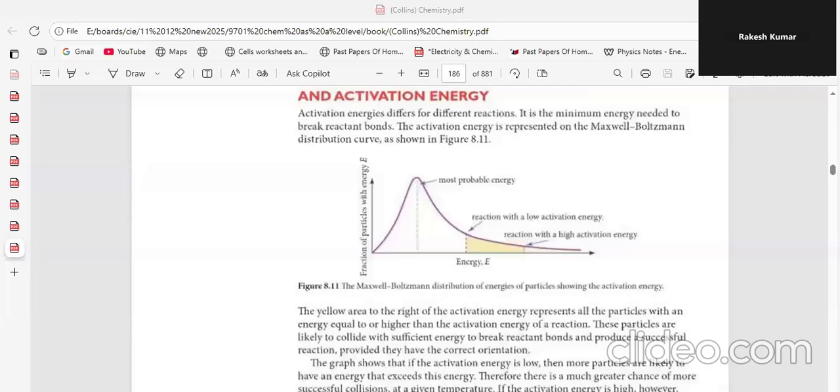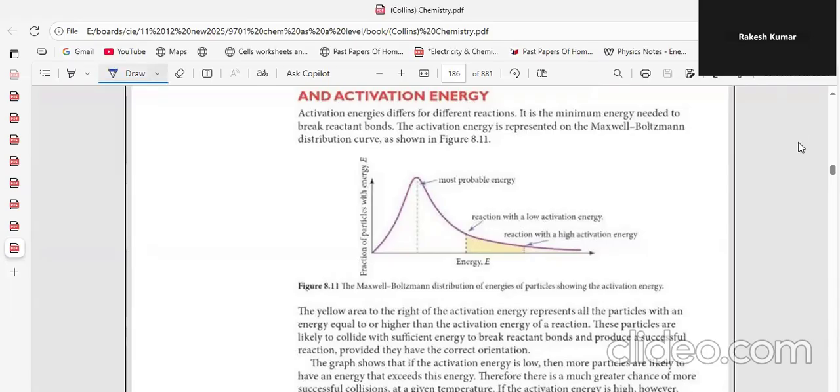This is a Boltzmann curve. It gives you the distribution. If you take any element or any gas for that matter, this gives you the distribution of energy of the particles. On this x-axis is the energy, and on this the proportion or the fraction or the number, whatever you can think of. And this area is the number.